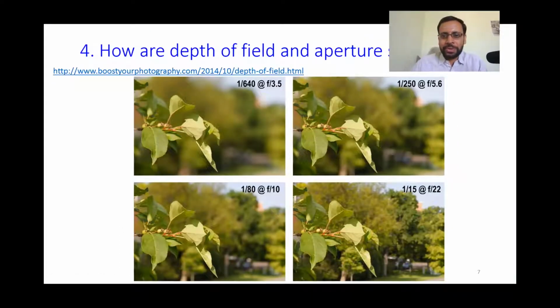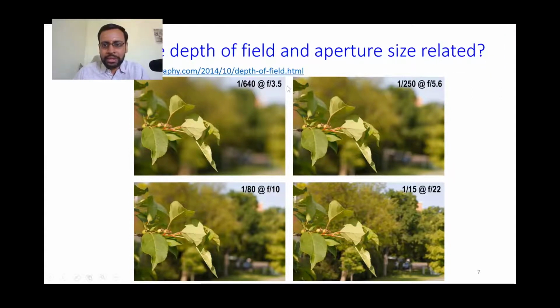Another few pictures highlighting the same issue. As you could see, as the number in the denominator increases, what's happening to the aperture diameter as you move from left, 1, 2, 3, 4? Is it increasing or decreasing? It's decreasing. This is a small aperture, correct. So if the aperture is decreasing, should the depth of focus increase or decrease? Depth of focus increases. Right.